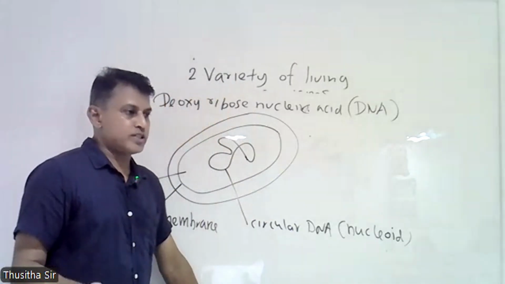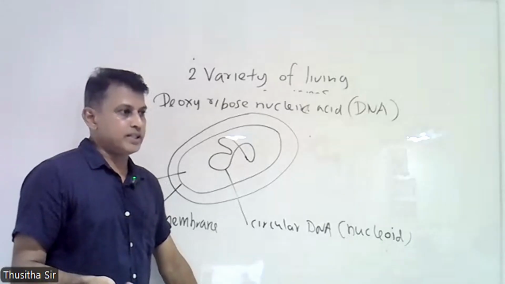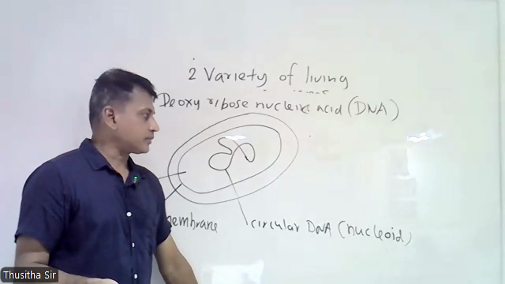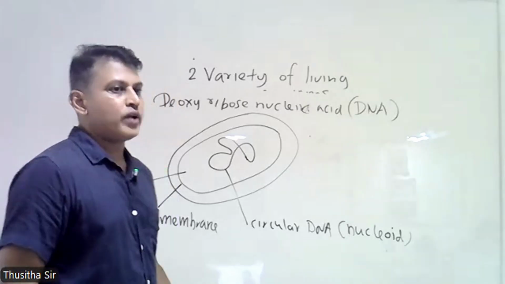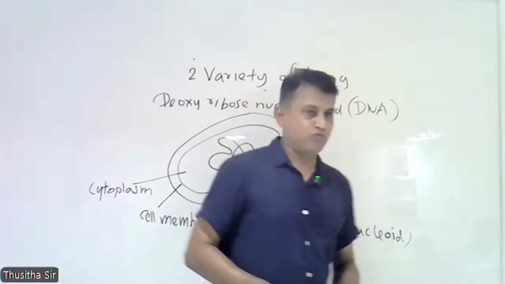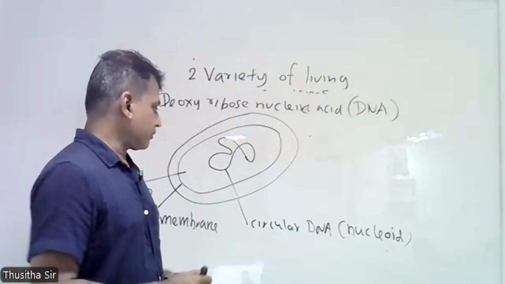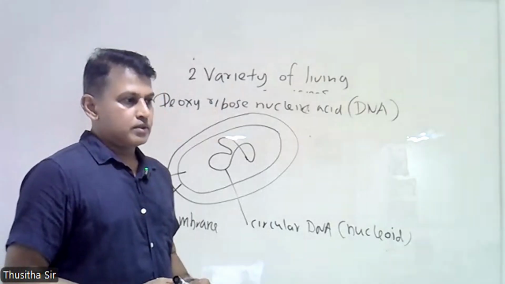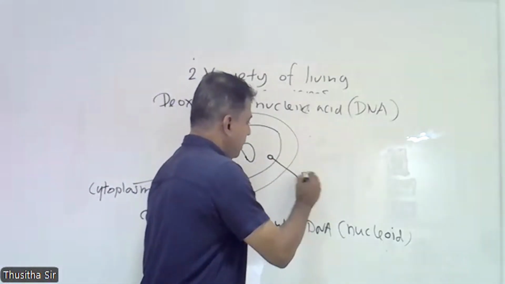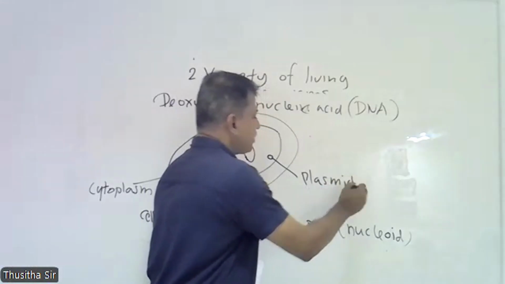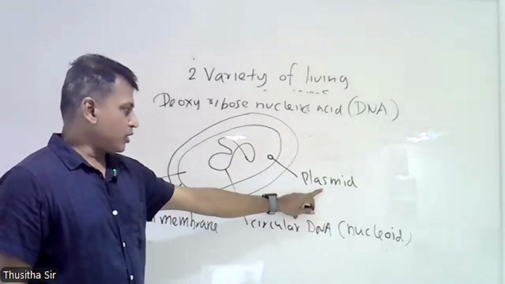So first one, they are unicellular. They have a cell wall. And the third one, they have a circular DNA. The fourth one, they also have a small DNA molecule called plasmid.